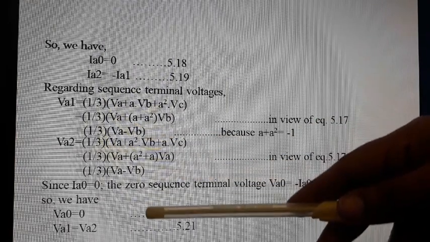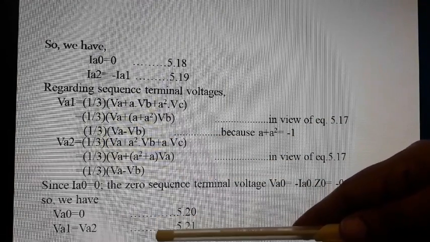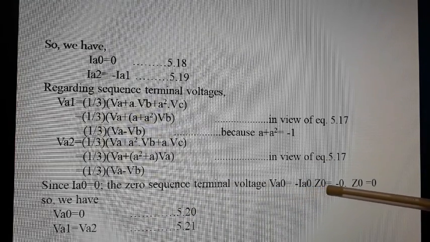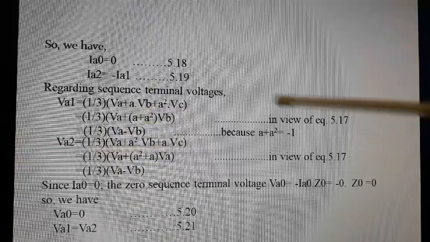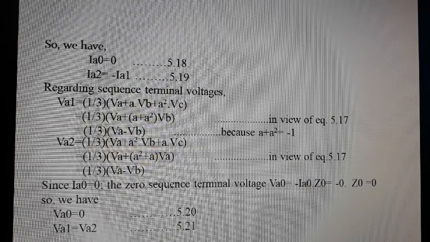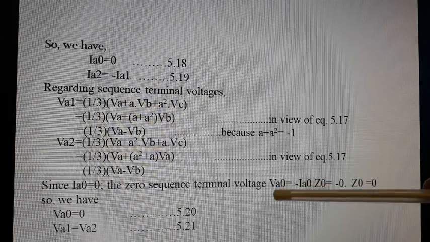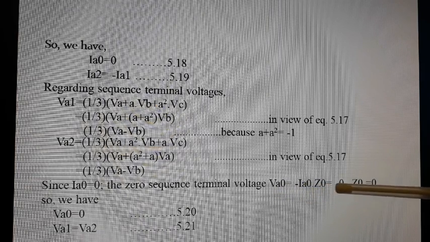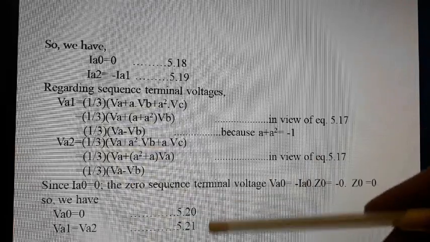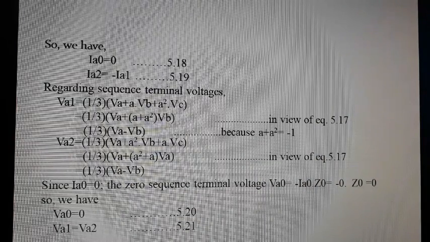VA2 is also the same, so VA1 is equal to VA2. VA0 is 0 because VA0 is minus IA0 Z0, and the zero sequence current is 0. Substituting that, VA0 is equal to minus IA0 Z0, which is equal to 0. So when VA0 is 0, VA1 is equal to VA2. Positive sequence voltage is equal to negative sequence voltage, and zero sequence voltage is not there.